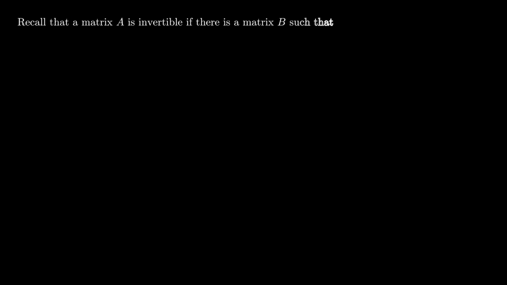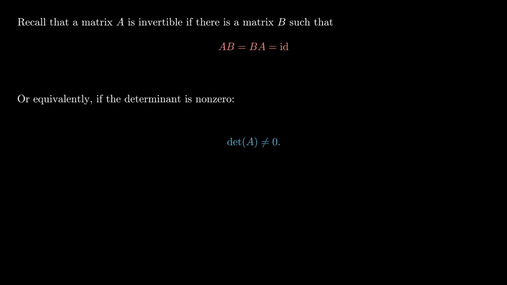So recall that a matrix A is invertible if there's a matrix B such that AB is equal to BA is equal to the identity. In other words, we can undo the operation of matrix multiplication via another matrix. An equivalent way of defining this is by saying that a matrix is invertible if its determinant is non-zero.